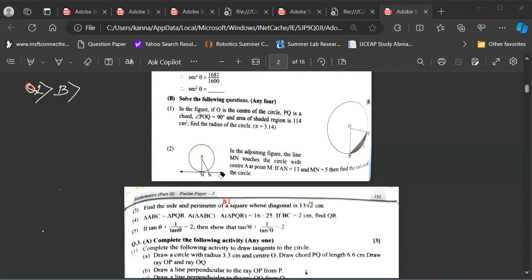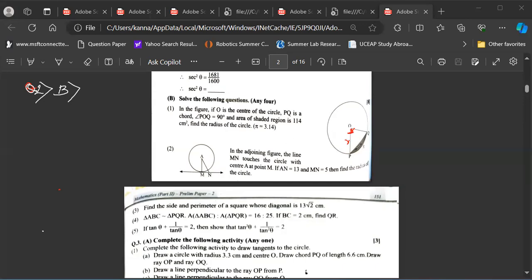You can see in the figure, O is the center of the circle. PQ is a chord. Angle POQ is 90 degrees. Then the area of the shaded part is 114. Find the radius of the circle.